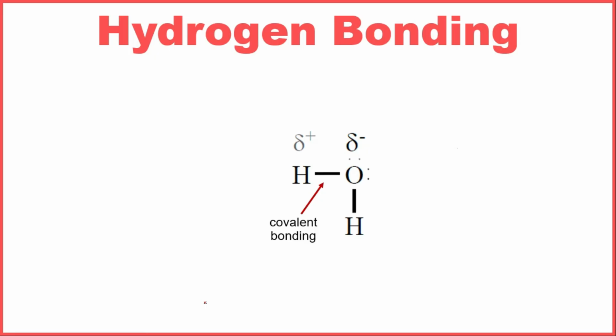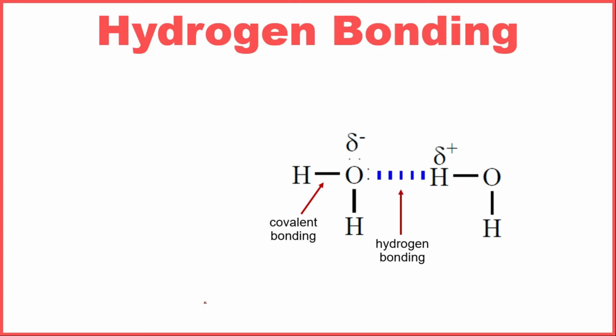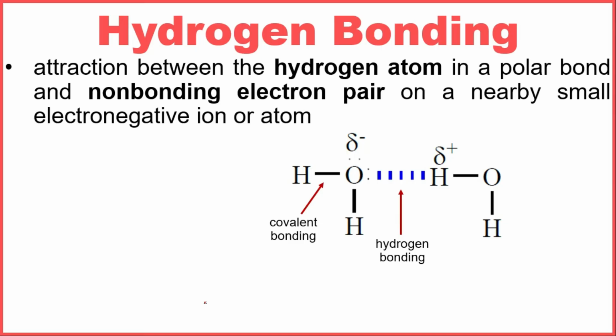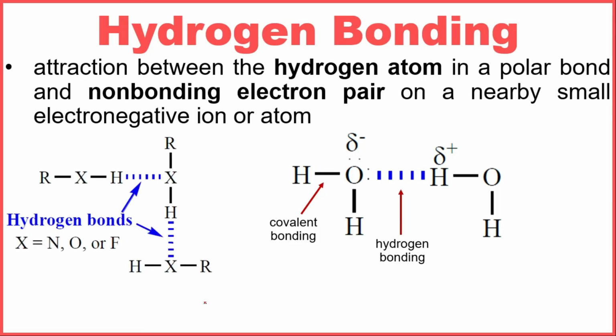Okay, suppose you have another water molecule in the area. A hydrogen bond is formed between the two water molecules due to the dipole-dipole interactions between the hydrogen atom of one water molecule and the oxygen atom of another water molecule. Hence, we define hydrogen bonding as a special type of molecular attraction between the hydrogen atom in a polar bond and a non-bonding electron pair on a nearby small electronegative ion or atom. So this atom is usually nitrogen, oxygen, or fluorine.